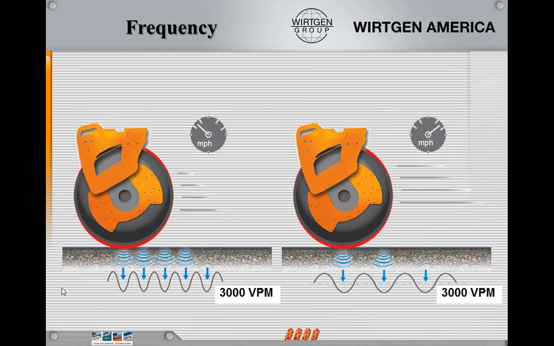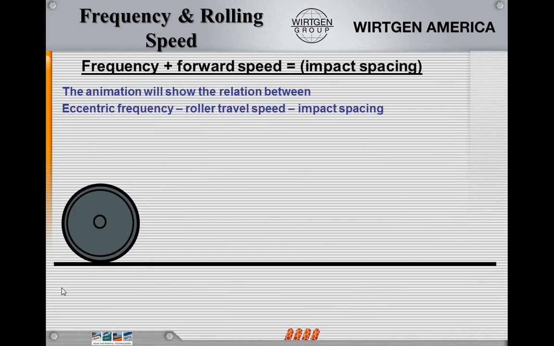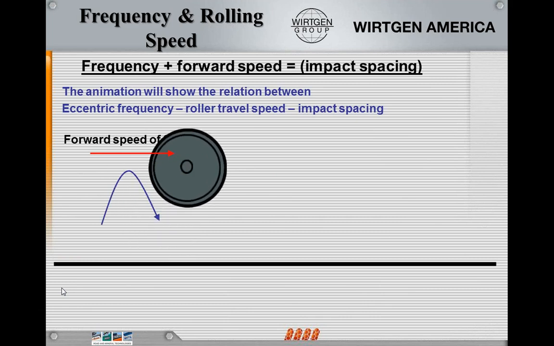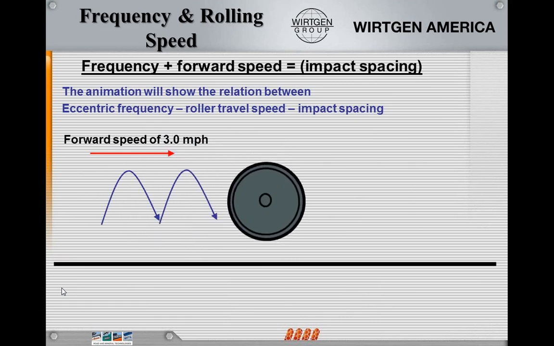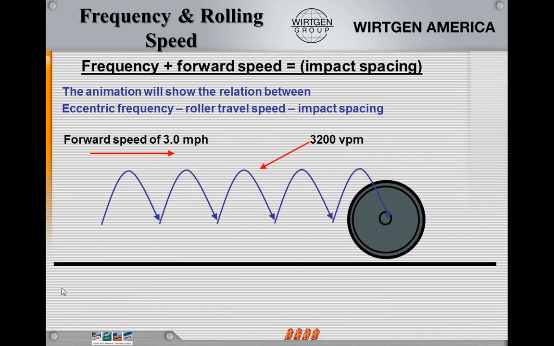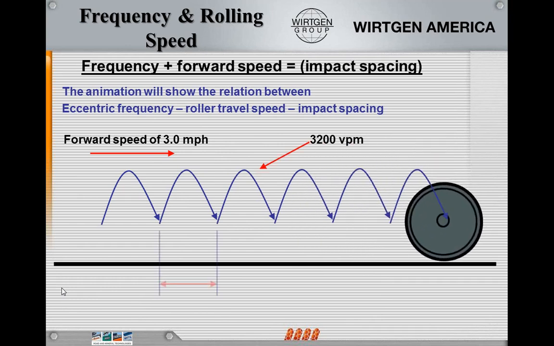Now we're going to talk about frequency, and we're going to talk about speed and how they can affect what we can do. But the main thing to know is that speed can kill. And what I mean by kill is it's going to kill your density. Because there's the next example here. If we have a roller that's doing about 3 miles per hour, and we have impact spacing, or the VPM set up at about 3,200 VPM, we're going to have a set amount of spacing that we're going to be able to have per linear foot.